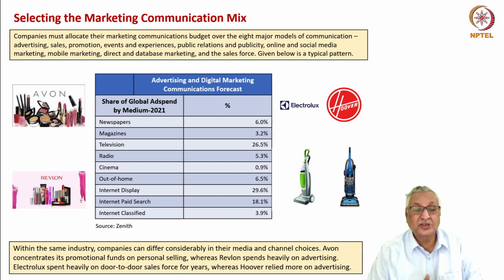Within the same industry, companies can differ considerably in their media and channel choices. Avon, for example, the makeup company, concentrates its promotional funds on personal selling, whereas Revlon spends heavily on advertising. Electrolux, the vacuum cleaner company, spent heavily on a door to door sales force for years, whereas Hoover relied more on advertising.